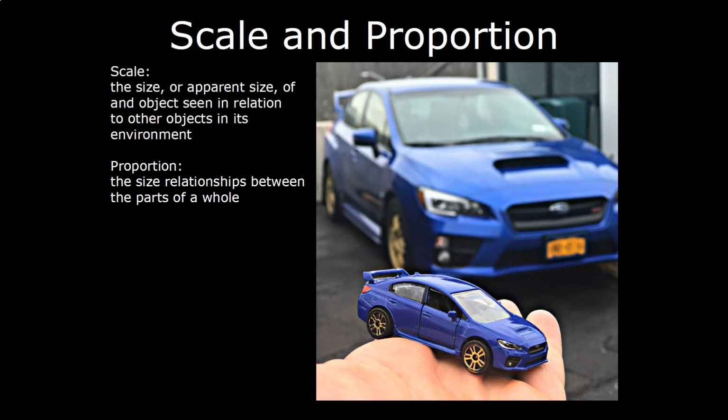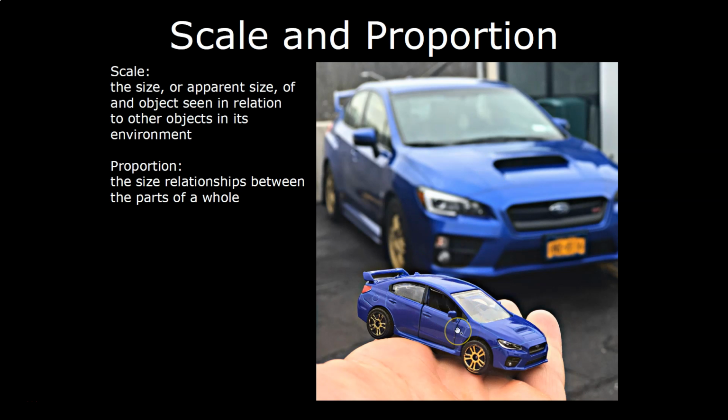Scale and proportion is something that we need to be very aware of in this class. Scale is the size or apparent size of an object seen in relation to other objects in its environment, or just the actual size of it. So in this image of the car, we have the actual car, which is larger both in real life and in the picture plane. It's larger than the toy car. The toy car, again, is smaller in relation to it, a different scale within the picture plane, but also just a smaller version of the car in real life. So these things are at different scales. This is called a scaled down model.